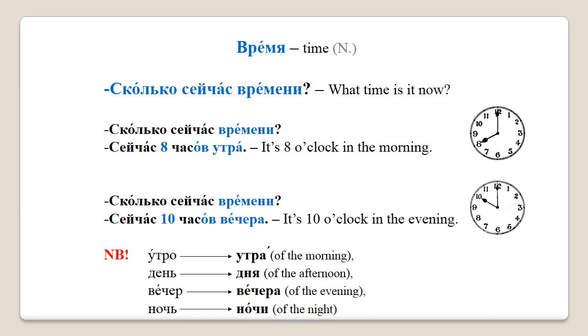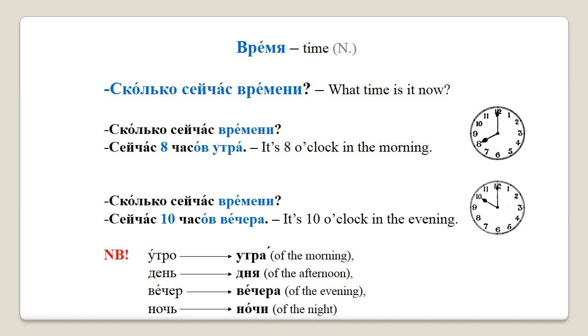Let's go through these examples. Утро becomes утра, день becomes дня, вечер becomes вечера, and ночь becomes ночи. As a result, the question for what time is it now becomes сколько сейчас времени? Сколько сейчас времени? Let's have a look at some examples.